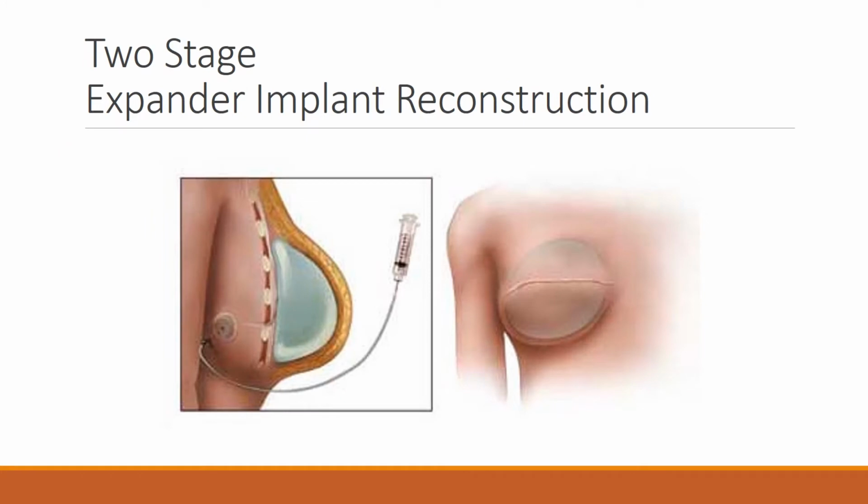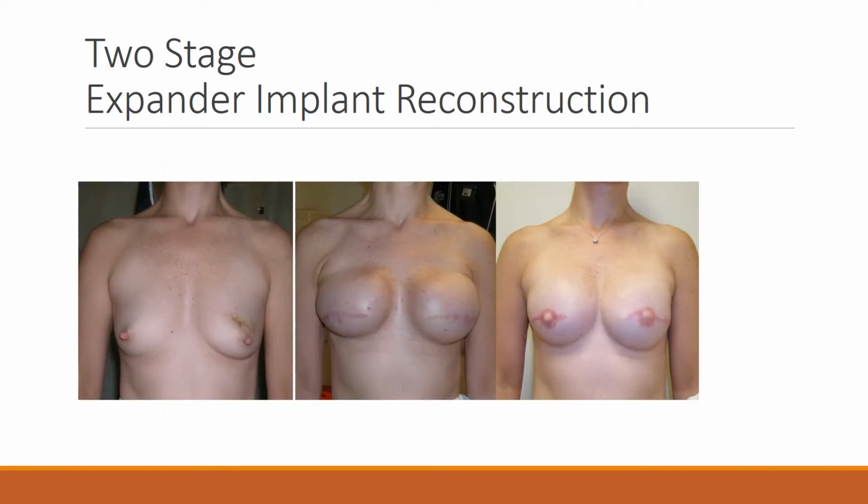Here is a schematic of where the tissue expander is typically placed on the chest. It is below the skin, below the muscle, on top of the chest wall. This is an example of a two-stage expander implant reconstruction. On the left side of your screen is the patient preoperative. In the middle of the screen is the patient with tissue expanders in place, and at the right side of the screen is after implant exchange and nipple reconstruction and tattooing.